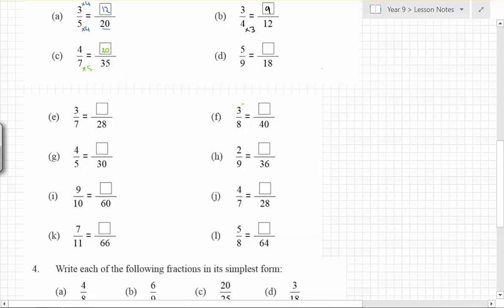Okay, Jana, D? You times by 2, so it's 10 over 8. So, Sophie? You times by 4, so 4 times 3 is 12. Take it in turns. So Jana next, F. Times by 5. Times by 6, so it's 24. 15. Times by 4. So it's 8. Times by 6, so it's 54. Times by 4. So it's 16. Times by 6, it's 42. Times by 8. So it's 40. Good stuff.